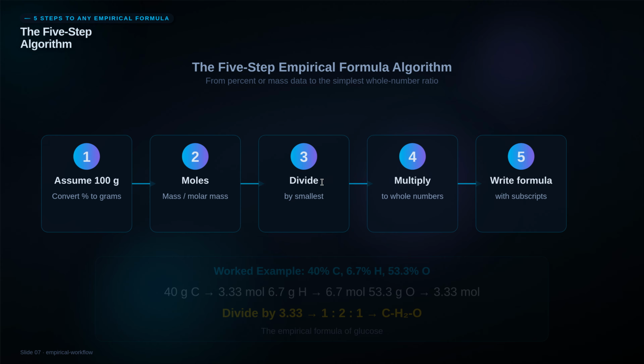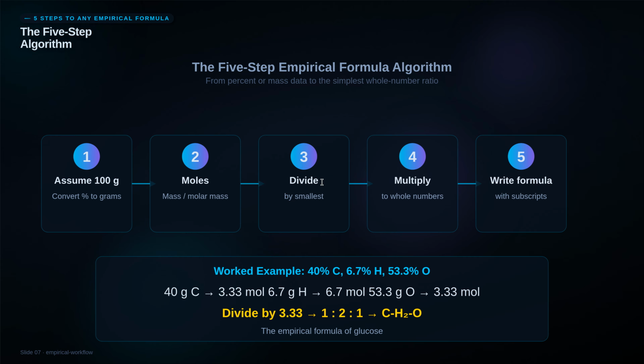Here is the 5-step algorithm for finding the empirical formula of an unknown compound from mass or percent data. Step 1. If you are given percent composition, assume a 100-gram sample. This converts percentages directly into grams. Step 2.